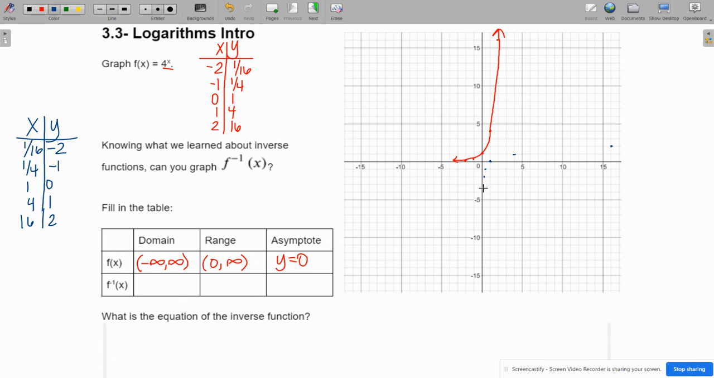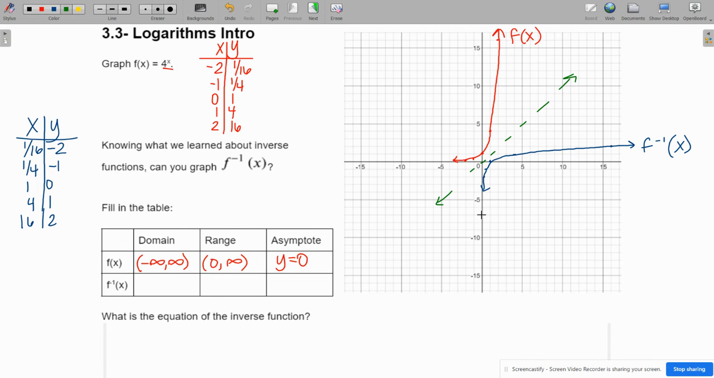So this graph is now going to look like this. And if you remember, this is what happens if you were to reflect. So this was the inverse function, whereas this was the original function. But if you had reflected over the line y equals x, right, this line right here, then you would get your inverse function.